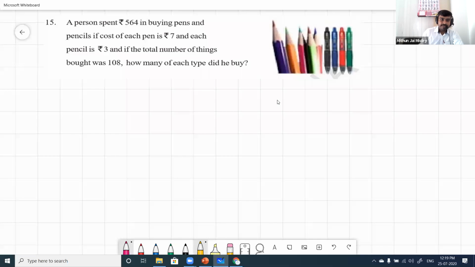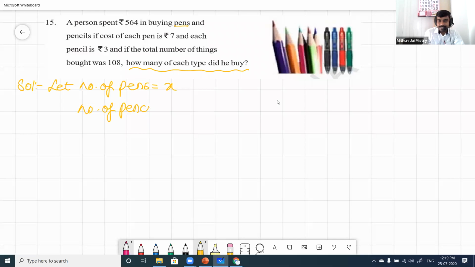So here, first, let me start like this. Solution. What we want, that should be our first line. What we want, let the number of pens, because he talked about pens first. Let the number of pens be some x. The number of pens is how much? x. If the number of pens is x, then you know what will be the number of pencils?